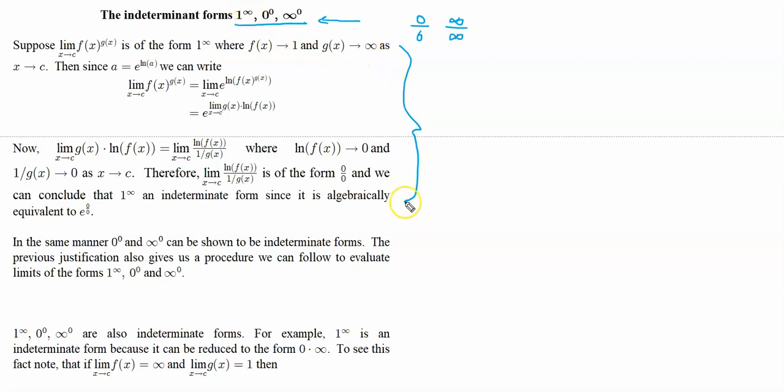Now, I'm not going to go over this in detail. What I want to do is take a look at an example that shows you how this works. So we're going to take a look at an example of a limit that is of the form 1 to the infinity power, and then show you how to turn it into a limit that incorporates 0 over 0 in it, and then apply L'Hopital's rule to this. So let's take a look at this example.